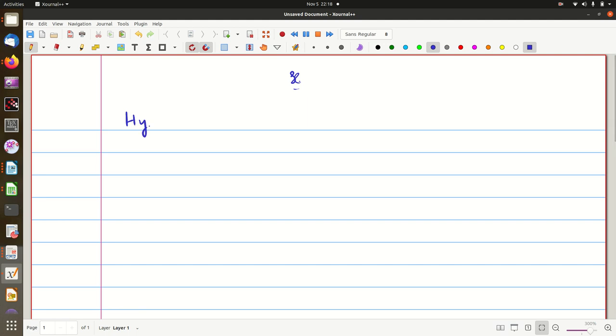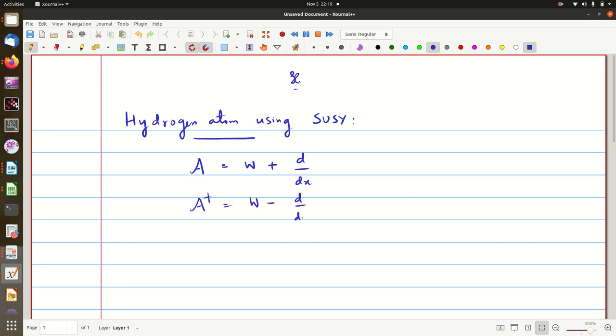In this lecture, we will be solving the hydrogen atom problem using the SUSY technique. So, basically, the SUSY technique consists of defining two operators, A given by W plus d by dx, and A dagger equal to W minus d by dx. Then we form two partner Hamiltonians, H1 as A dagger A and H2 as A A dagger.